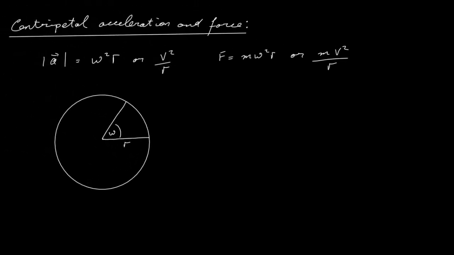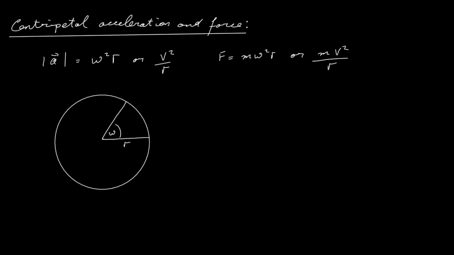So in this video I want to have a look at centripetal acceleration and force, and in particular I want to have a look at these two equations here. The one on the left here is for centripetal acceleration, which is omega squared times r, or v squared over r. The one on the right here is centripetal force, which is m, the mass, times omega squared times r, or mass times v squared over r.